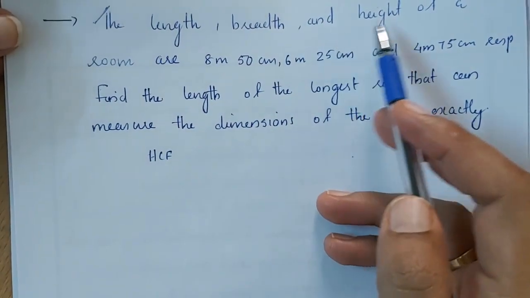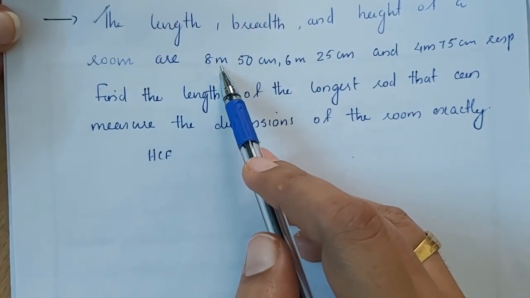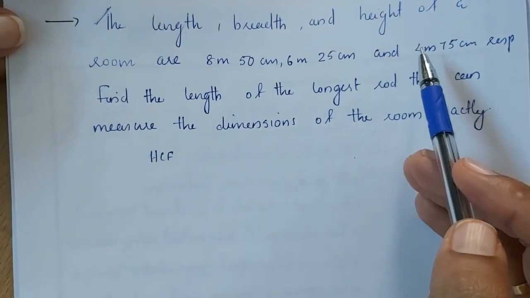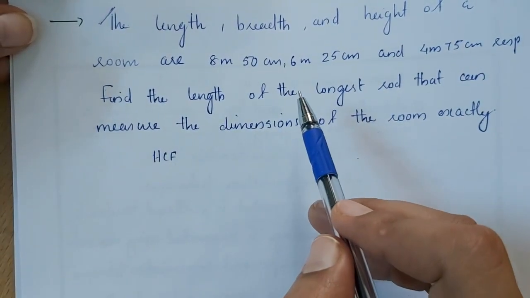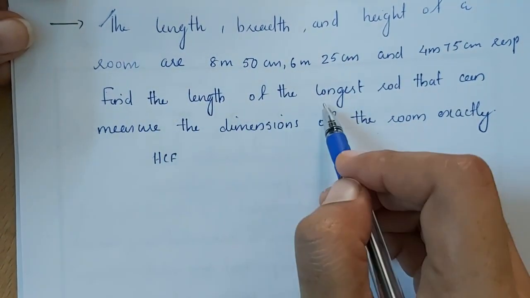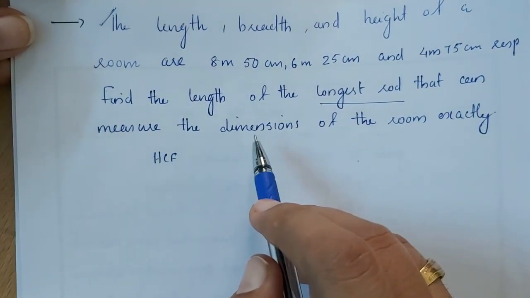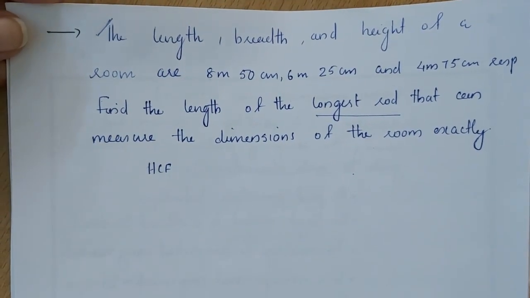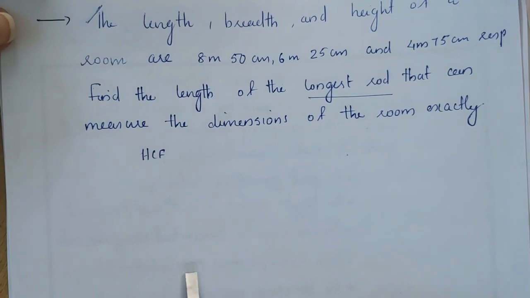The length, breadth and height of a room are 8 meter 50 centimeter, 6 meter 25 centimeter and 4 meter 75 centimeter respectively. Length, breadth and height are given. Find the length of the longest rod that can measure the dimensions of the room exactly. Here also we have to find out the HCF.